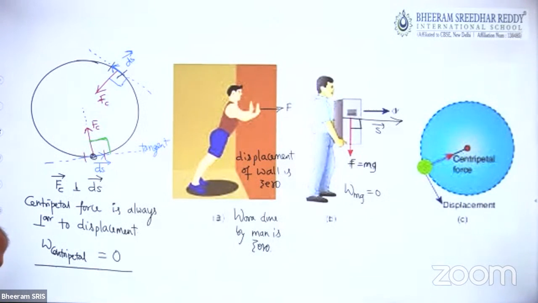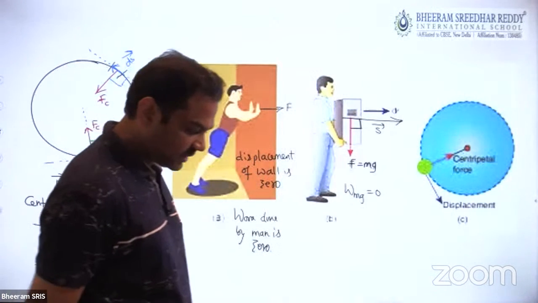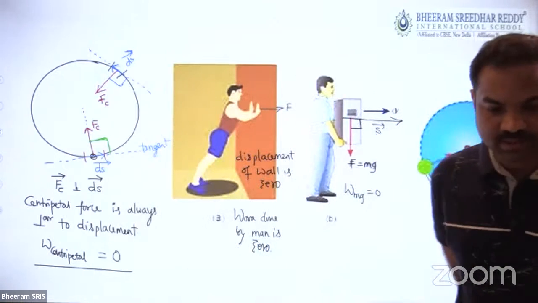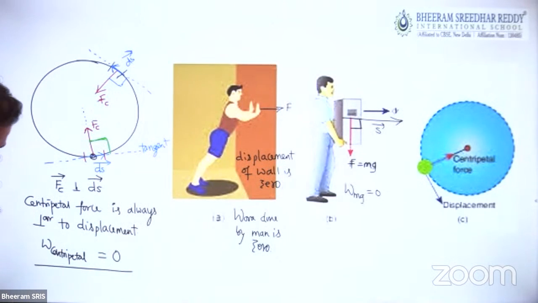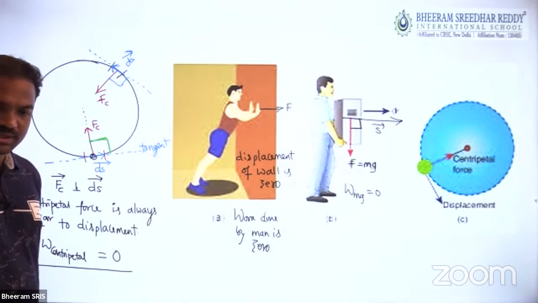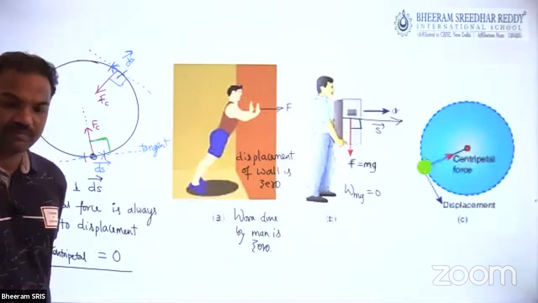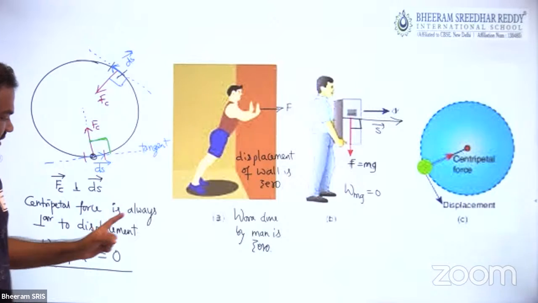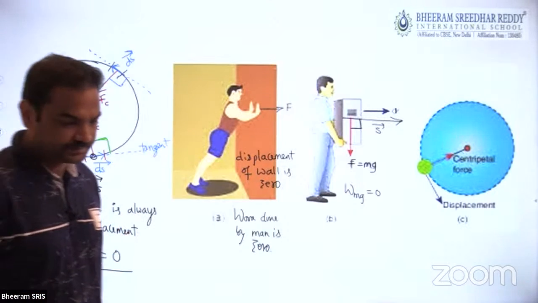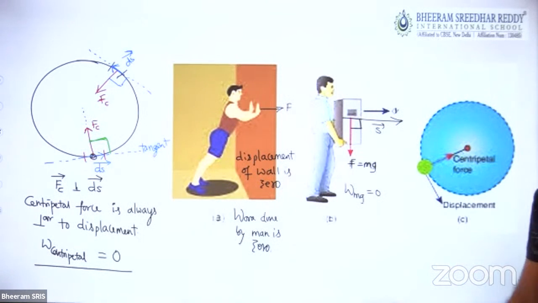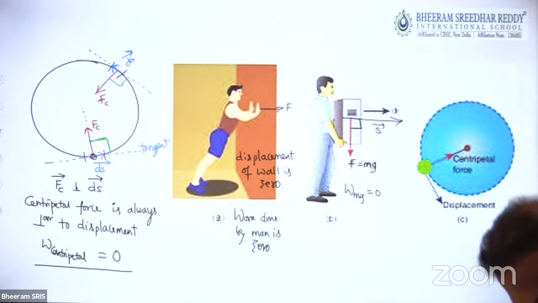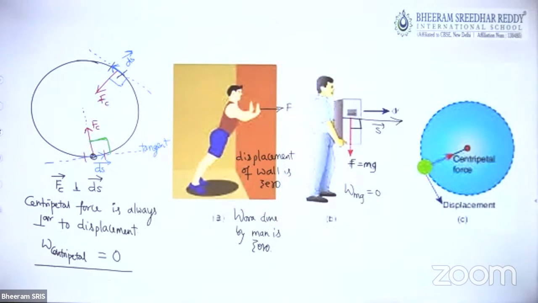I think Tejashwar Reddy told displacement is zero in circular motion. Tejashwar Reddy, am I right? Or Lokeshwar Reddy? Somebody, did you remember? So don't think that work done in circular motion is zero because of that. Work done by centripetal force in circular motion is zero because centripetal force is always perpendicular to displacement. That's why work done is zero. Don't think that in a complete circle, the displacement is zero. That's why work done is zero.